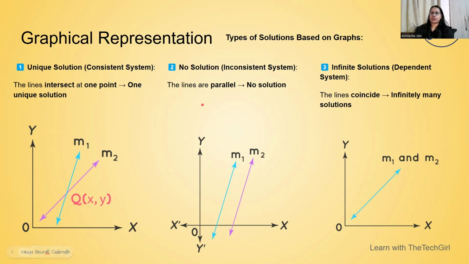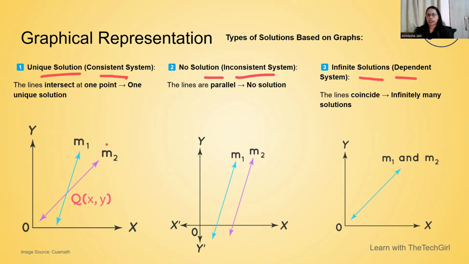Okay, so based on these graphical representations, we have three different types of solutions for linear equations. The first one is unique solution, second is no solution, and third is infinite solutions. First is called a consistent system, second is called an inconsistent system, and third is called a dependent system. So unique solution is the consistent system. What does that even mean? Unique solution means that both the lines.